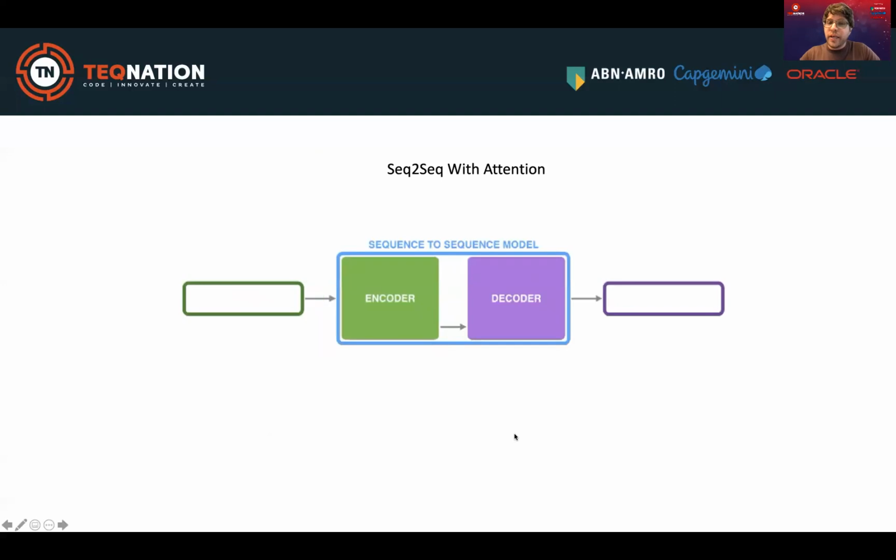So over here, you see an example of a sequence-to-sequence model with attention in it. The encoder puts the corpus in. After that, the in-between layer of attention puts context to it, and the decoder puts it in the right order.